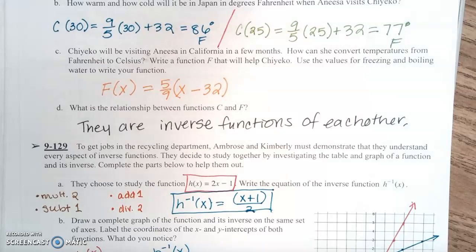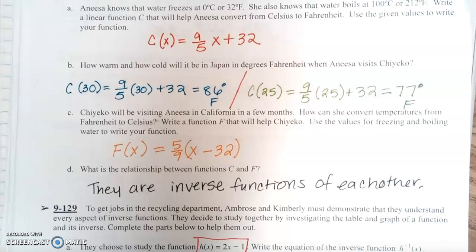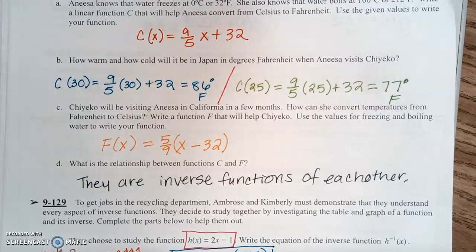All right, part C says, Chieko will be visiting Anissa in California in a few months. How can she convert temperatures from Fahrenheit to Celsius? Write a function f that will help Chieko. Use the values for freezing and boiling water to write your function. Okay, so what you're going to notice for part C is that we're going to have 5/9 times x minus 32.